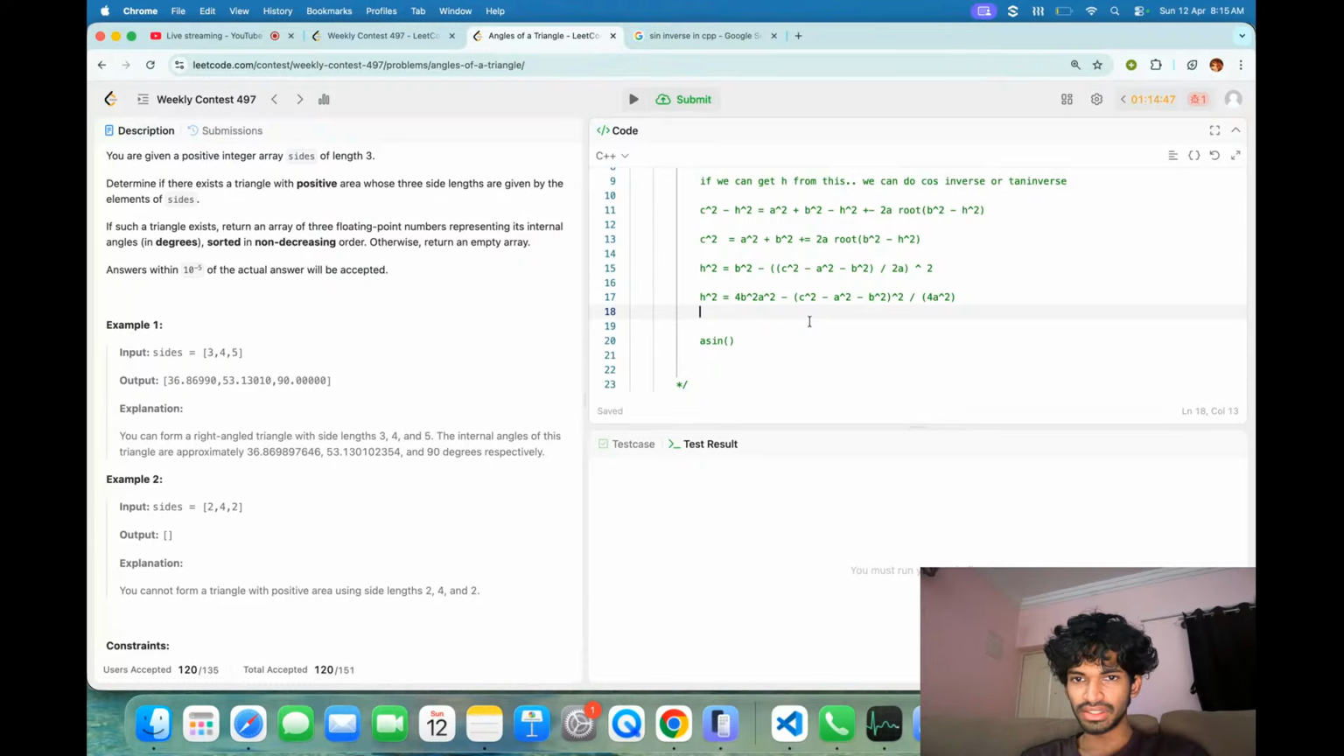Now, how do you simplify this? You do a minus b, okay? Then it will become 2ab minus of whatever the absolute value of it is. But it need not be absolute value because formulas work.